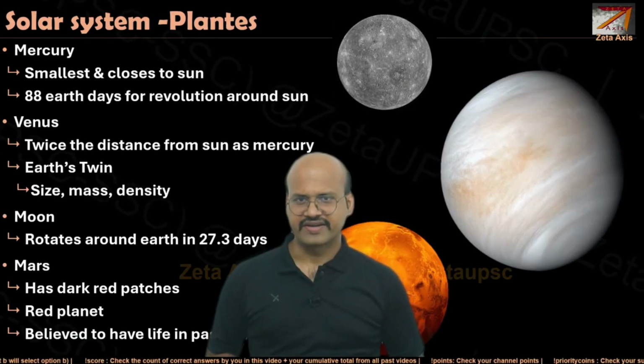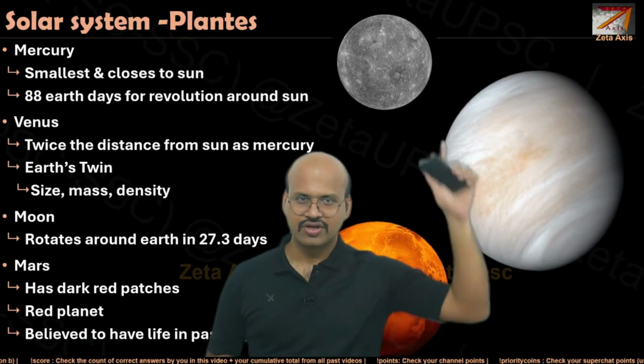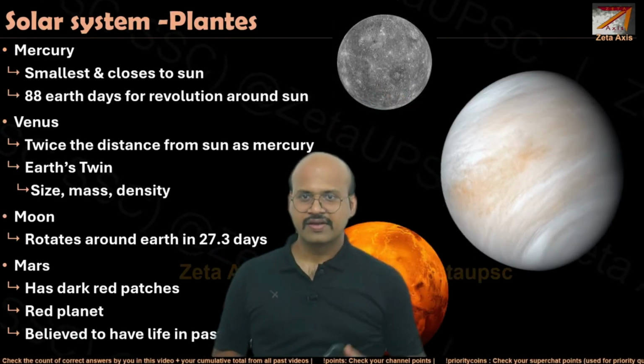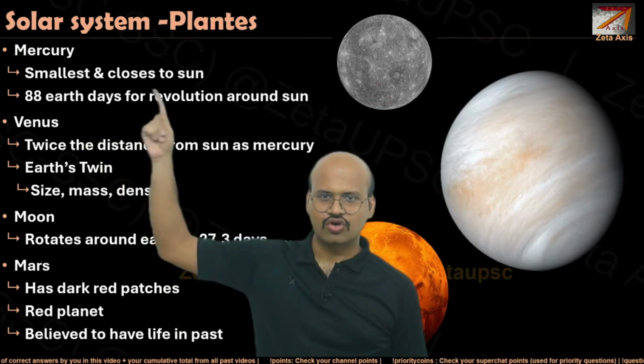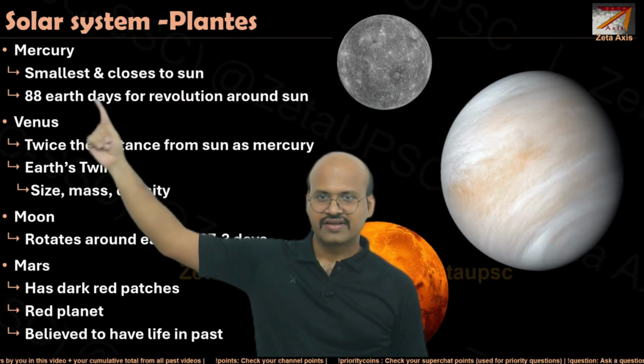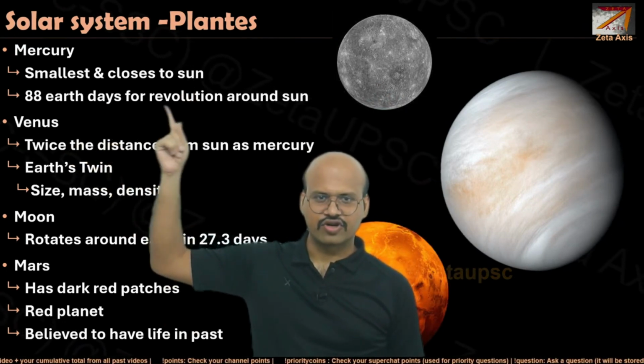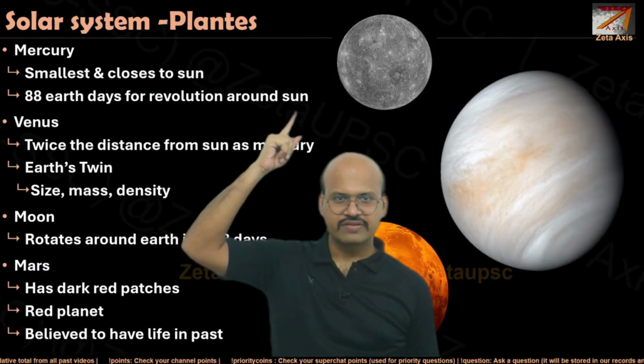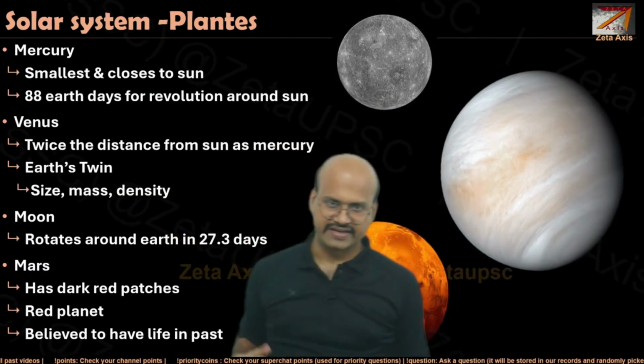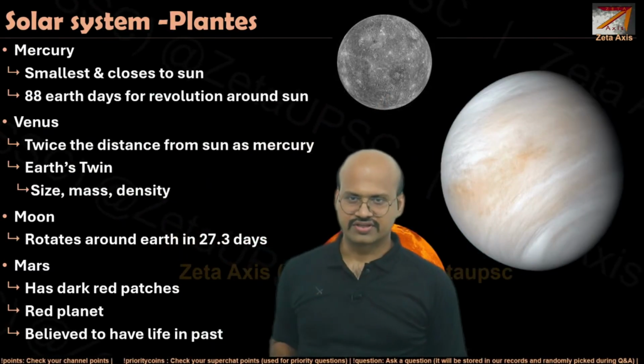Now the first planet is Mercury. Mercury looks something like this. Mercury is the smallest and the closest to the Sun. It takes 88 Earth days for a revolution around the Sun. So this Mercury takes around 88 days for revolving around the Sun.